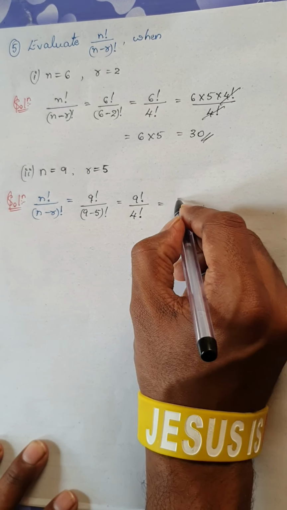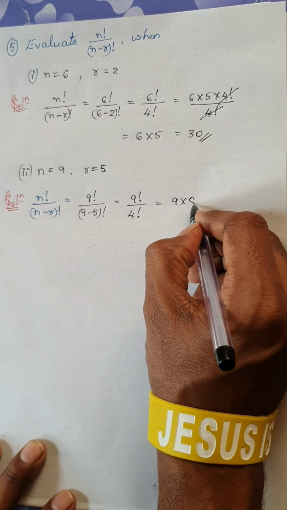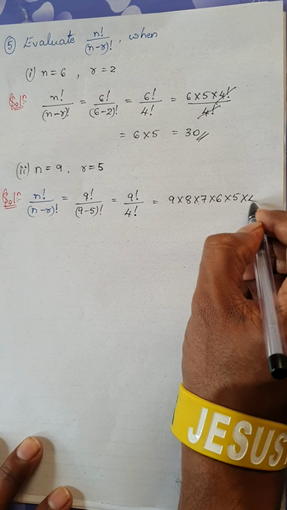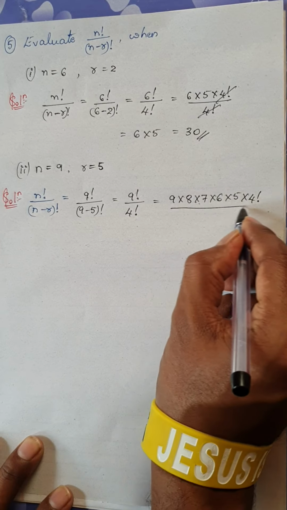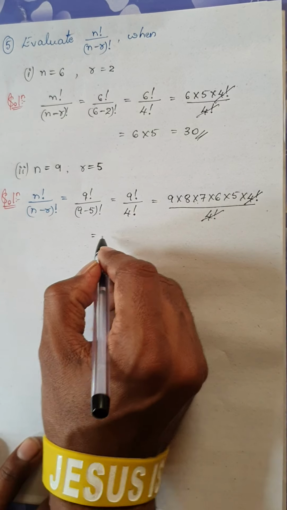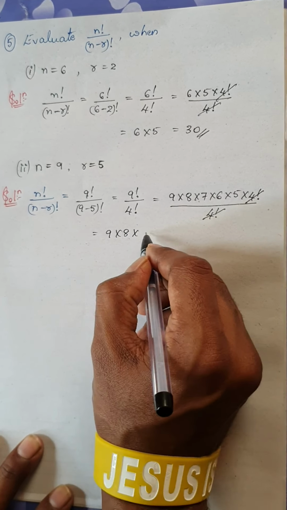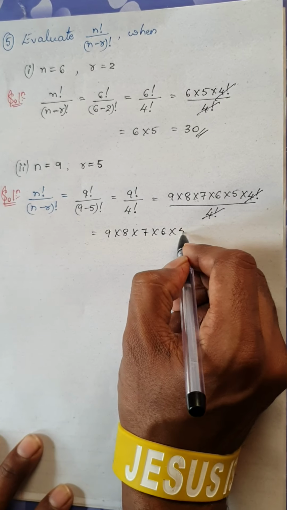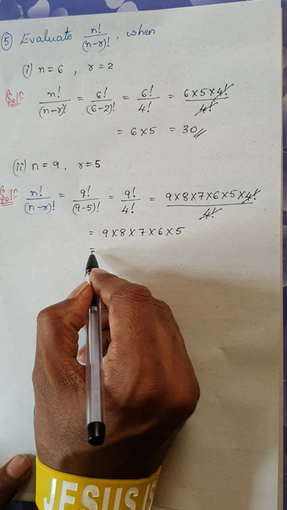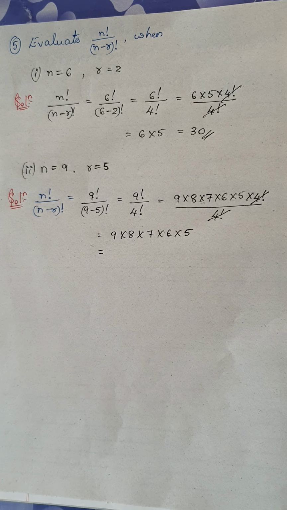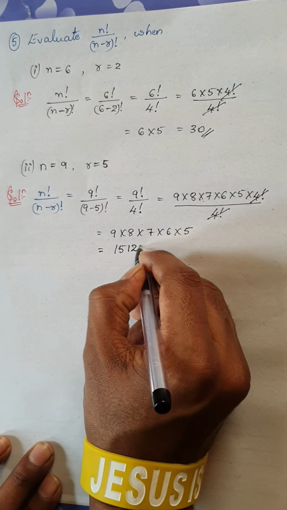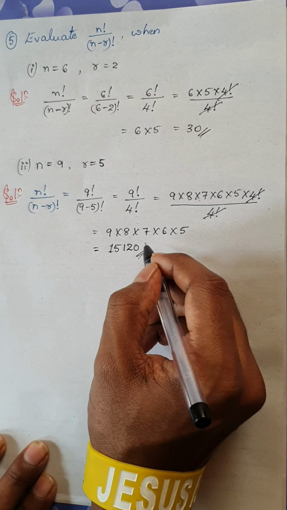So let us expand 9 factorial as 9 into 8 into 7 into 6 into 5. Since the denominator is 4 factorial, I will stop with 4 factorial in the numerator and cancel it. I am left with 9 into 8 into 7 into 6 into 5. Kindly use your calculators. As I told you, basic calculators are allowed. Multiply and write the value. I hope you have used your calculator. The correct answer would be 15,120. That is 15,120 would be the answer for this case.